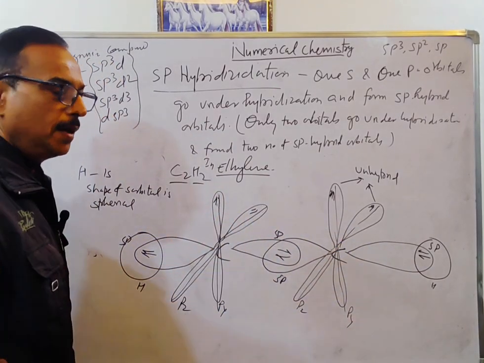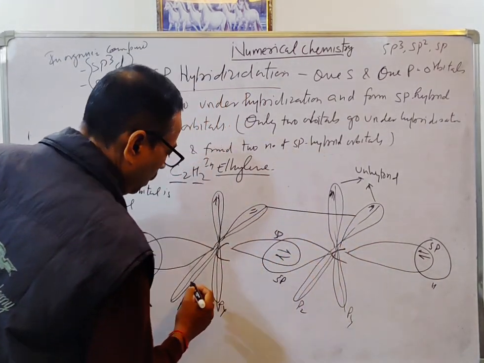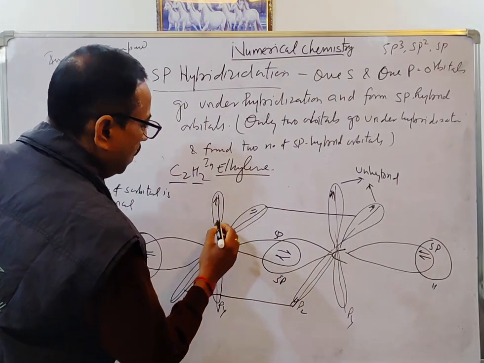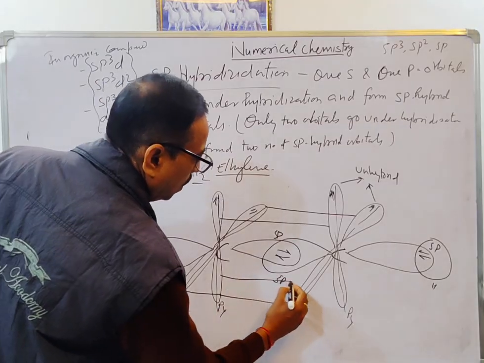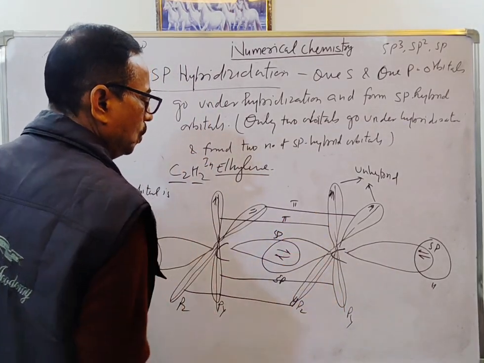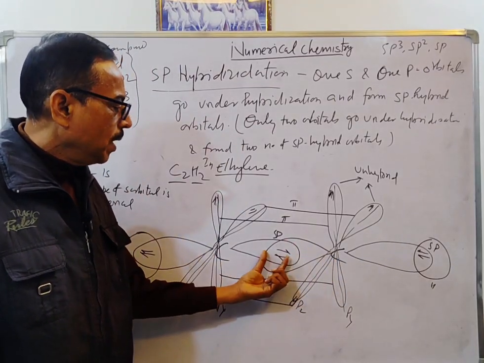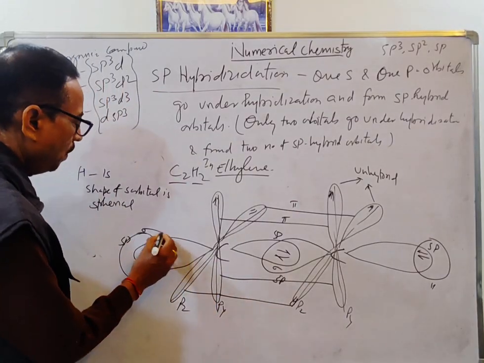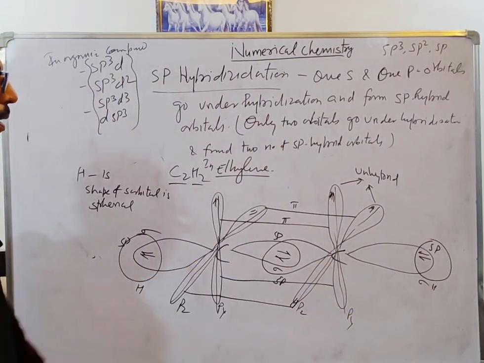I have told you that unhybrid orbitals form the pi bond. So pz with pz forms a pi bond. Similarly px with px will form a pi bond. So one pi bond and one pi bond. So there are three bonds between the carbons: one sigma, two pi. This is sigma. Hybrid orbitals form sigma bonds and unhybrid orbitals form pi bonds.